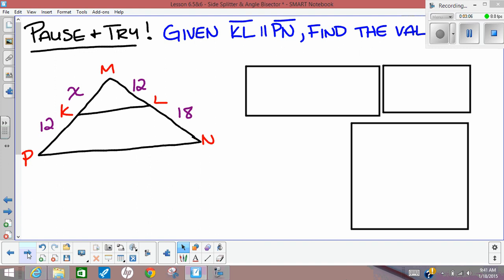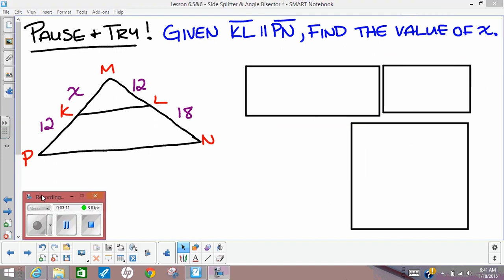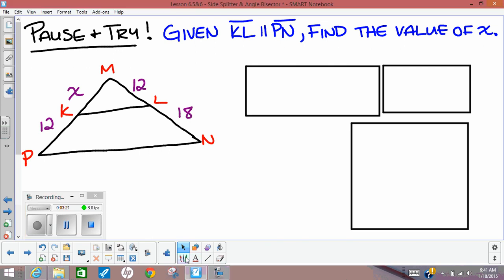So pause here and try this example. I want you to find the value of x given that KL is parallel to PN. So again, you should always put your information on the picture if it's not there. KL is parallel to PN, so we have our side splitter. Just like last time, I'm going to extend this side so that I can make my fractions. And I can already see I have x over 12 and 12 over 18.